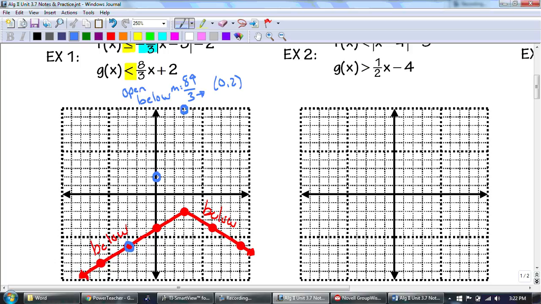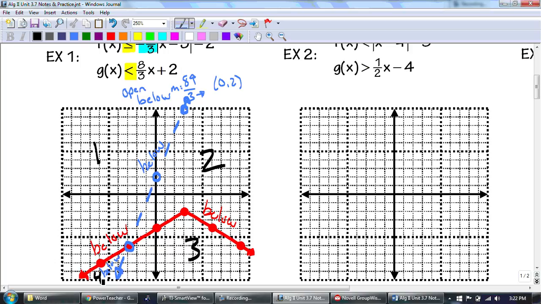All right, so here we go. I'm doing my dashed line because it's open. And then I'm just going to write little notes saying that I'm going to shade below.